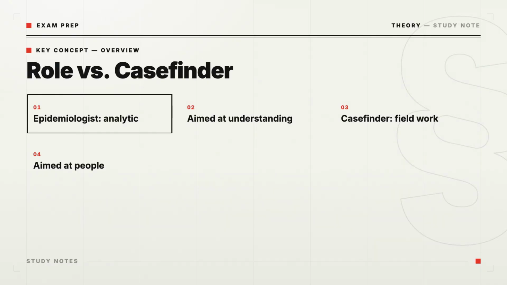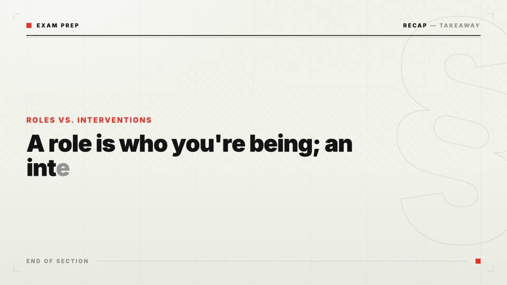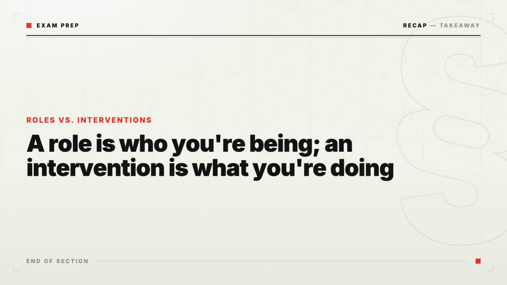This role is often confused with case finding, but the direction of work differs. A case finder does targeted outreach to find individuals who need care. The epidemiologist analyzes aggregate data to explain a pattern. Both can happen in one outbreak, but they produce different things. Remember, a role describes who the nurse is being, while an intervention describes what she is doing. When a question asks for a role, the analytic work of explaining a population's health problem belongs to the epidemiologist.